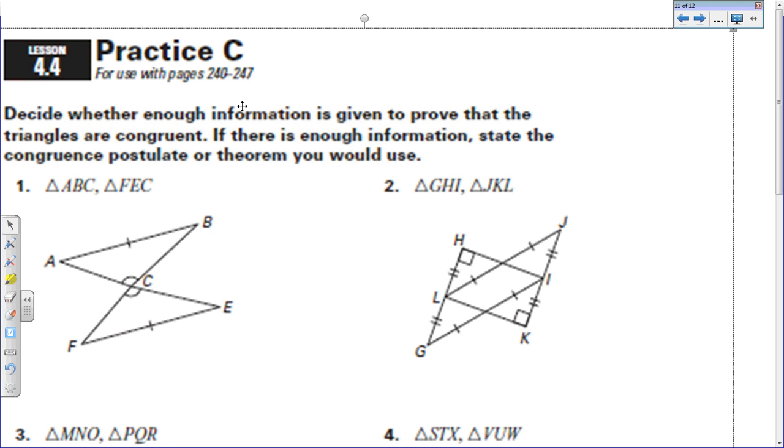Alright. Decide whether enough information is given to prove that the triangles are congruent. If there's enough information, state the congruence postulate or theorem you would use. So, if I look at this one, I got this congruent to this. The angles are congruent. I don't know anything about these being parallel. I don't know anything about the other sides. So I have one side and an angle across from it. So it's just no.